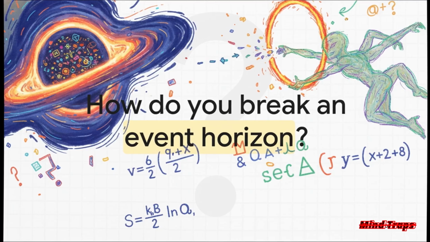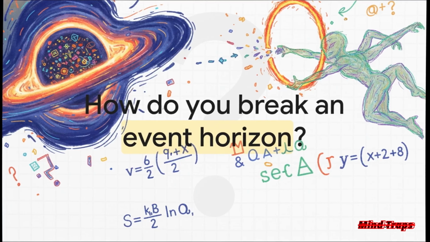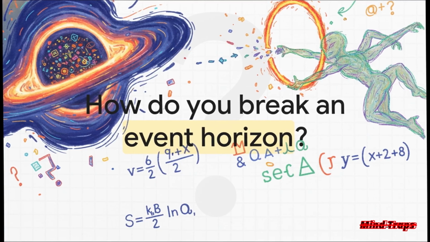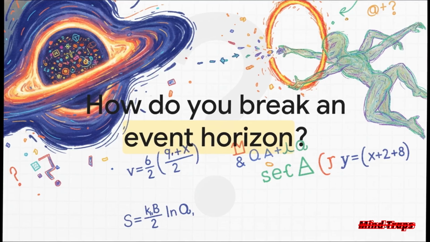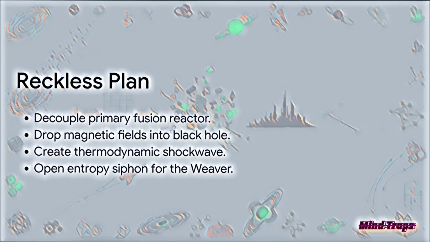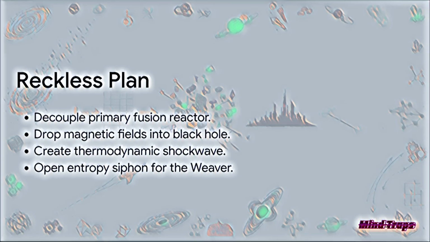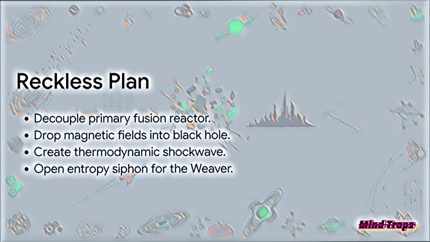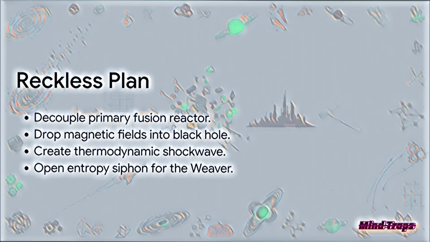So here's the impossible question. How do you break an unbreakable mathematical boundary like an event horizon so this creature can feed? Well, Dr. Vance formulates a wildly reckless plan. She decides to decouple the ship's primary fusion reactor and drop it directly into the black hole.